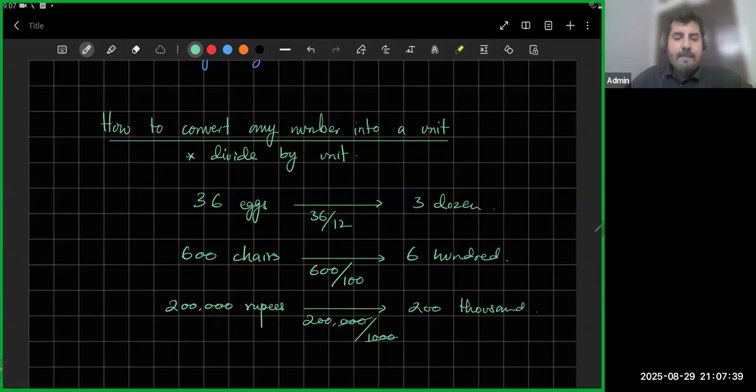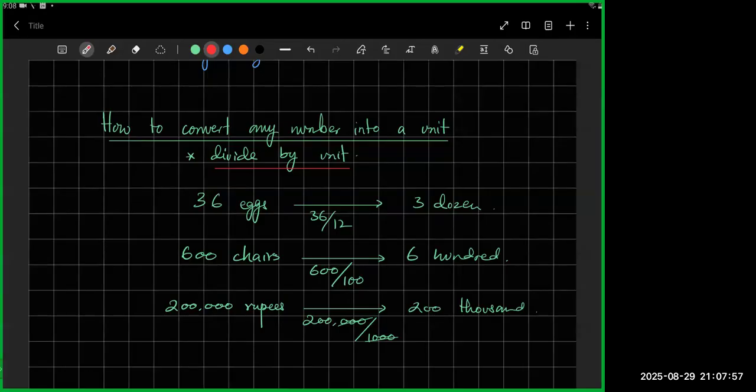That's 200,000, right? So the conversion is pretty simple. You want to convert a number into a particular unit, you just divide it by the unit. Is this clear?